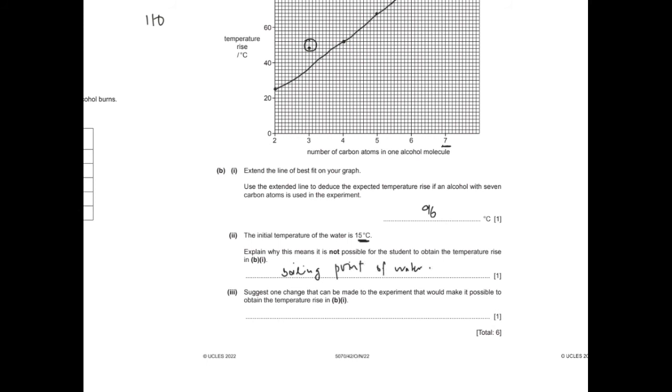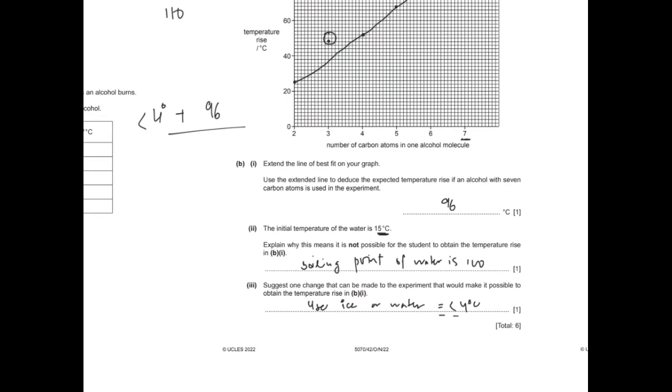The boiling point of water is 100, so you cannot measure beyond that. Now, one change that can be made to the experiment that would make it possible to obtain the temperature rise of 96: it can measure up to 100 degrees Celsius, so if the initial temperature is 4 degrees or less than 4 degrees, then it can measure. So you can use ice, or water at an initial temperature equal to or less than 4 degrees Celsius. You will write equal to or less than. Either say that you can use ice, or a better answer would be to use water equal to or less than 4 degrees Celsius.